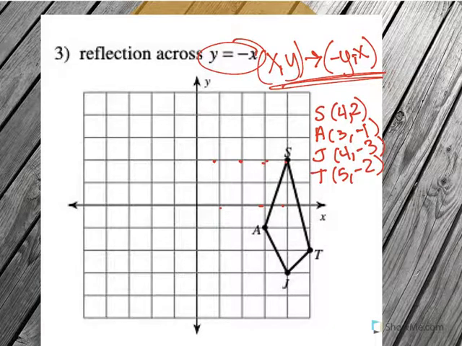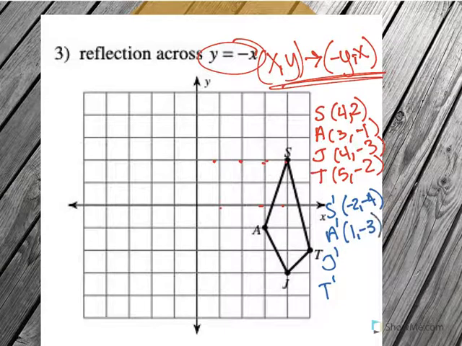So then we write S prime, A prime, J prime, T prime, and we flip them and change the sign. So 4, -2 becomes -2, -4. 3, -1 becomes +1, -3. J prime, we flip them. So the -3 becomes positive and the 4 becomes negative and they switch spots. -2 becomes +2 and +5 becomes -5. And then we can graph those and see how we did.